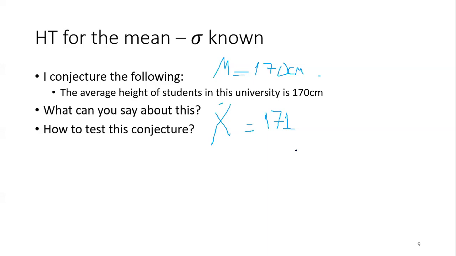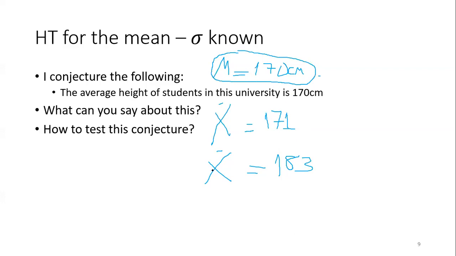So what you can do is, let me just ask you this. Let's assume that you ask, for example, 20 of your friends, and X bar turned out to be 183. Will you still say that the real mu can be 170 centimeters? That's a clear no, right? Because this is 183. This is what I see.